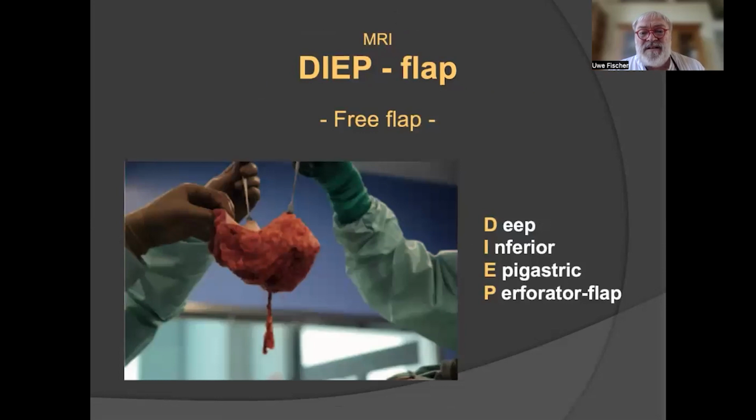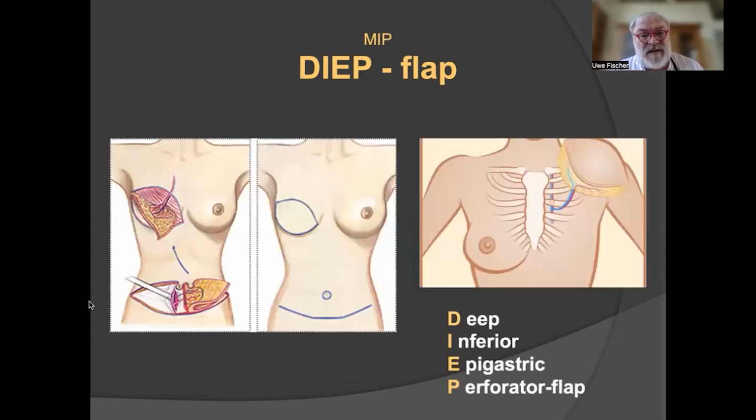DIEP means this is a deep inferior epigastric perforator flap, and this we'll find the anastomosing artery that is feeding this flap, but this artery and these veins have been cut, and this flap needs an anastomosis to the arteria mammaria and the vena mammaria so that it can be fed after it has been placed into the breast.